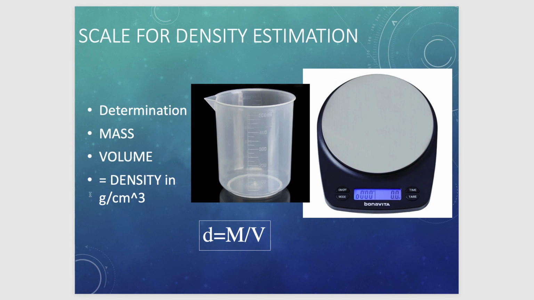Quite often this is expressed in grams per cubic centimeter, and it happens that milliliters are exactly the same as cubic centimeters, so you don't need to make any conversion. Essentially 500 milliliters will be 500 cubic centimeters. So that is an easy calculation to make, because you take the mass in grams and divide it by the milliliters.